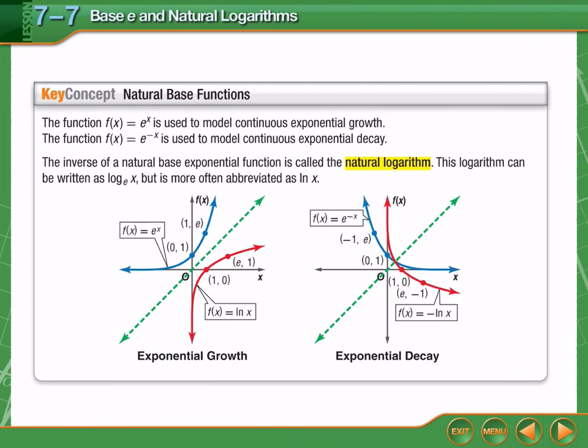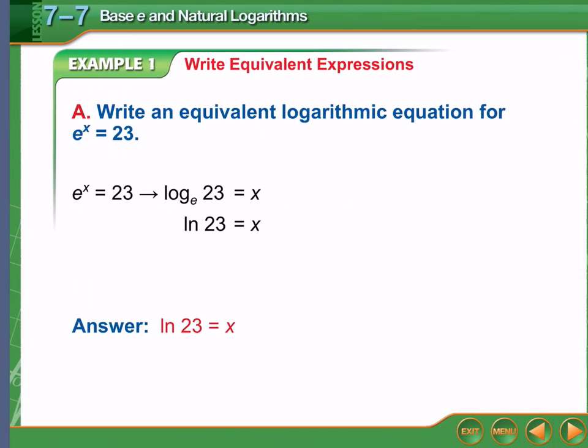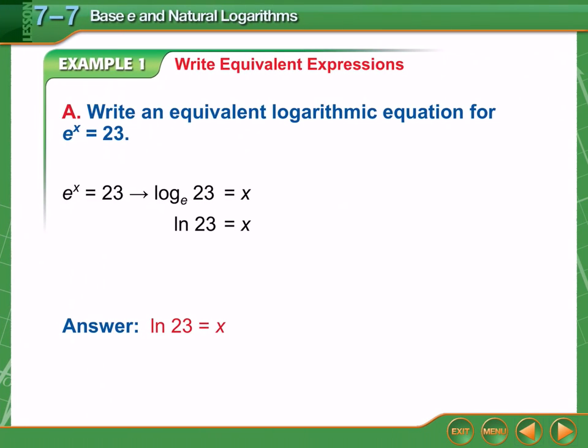Same thing with the exponential decay, f of x equals e to the negative x power, which is in blue. Its inverse is f of x equals negative natural log of x. So natural logs and e are inverses of each other. Now, we are going to go from one form to the other.